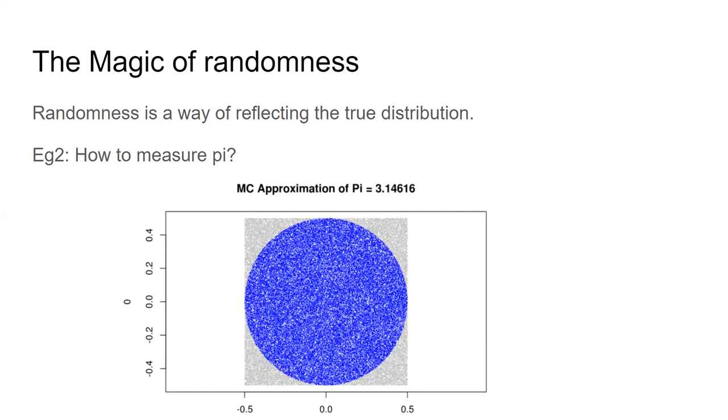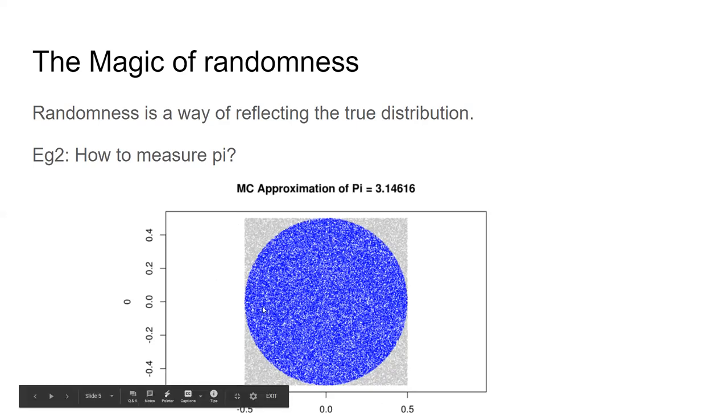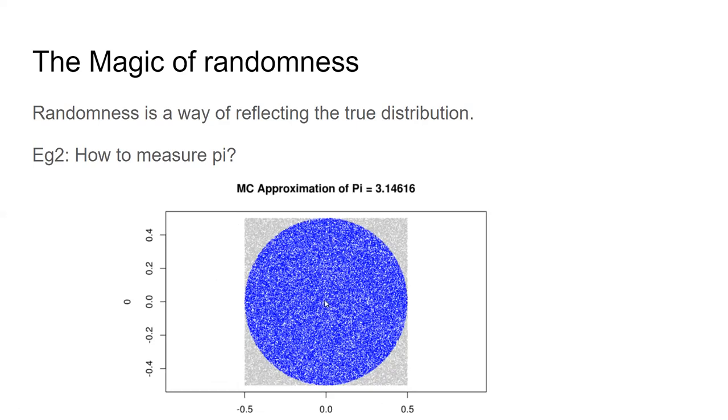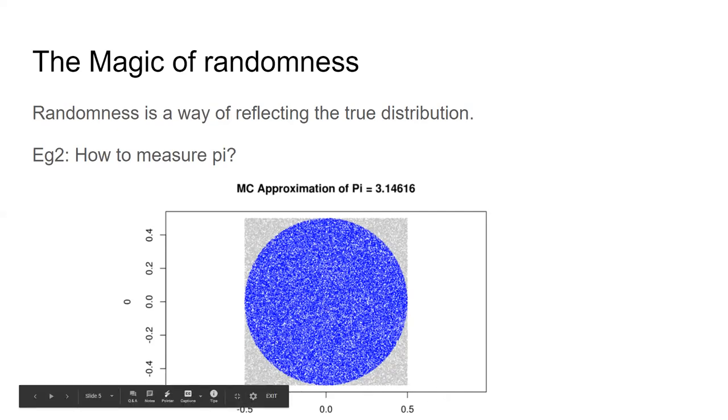Well, in this picture, we show an axis and a graph. This is the coordinate system, and this is the (0, 0) origin point. On the x-axis the range is from -0.5 to +0.5, and the same for the y-axis. Then we randomly drop dots inside this square.